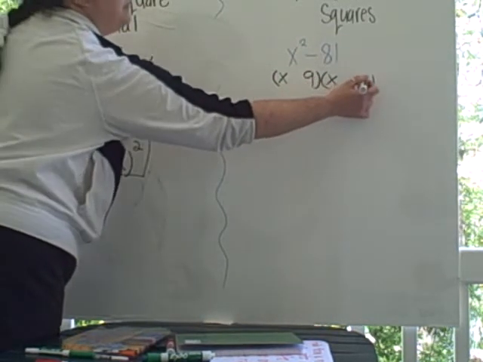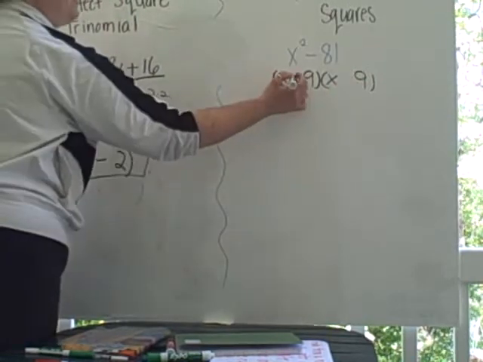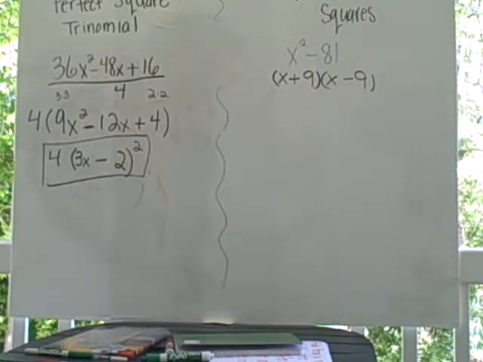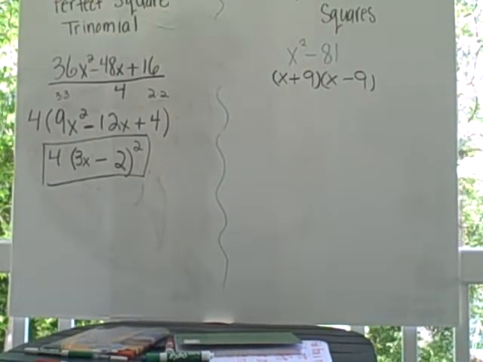9 times 9, and 1 gets a plus and 1 gets a minus. It's the only tricky part you got to remember.